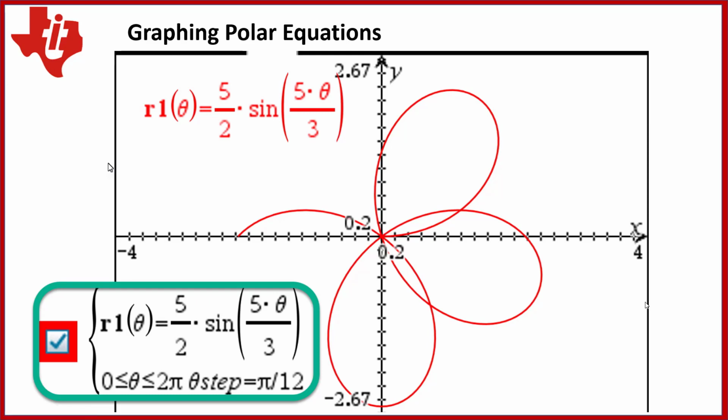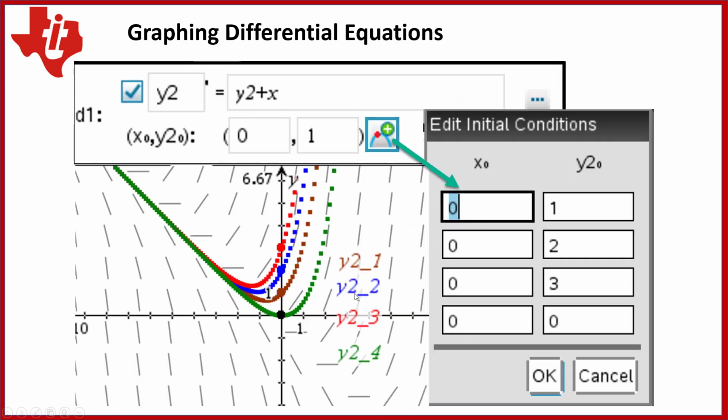Lastly, let's do a polar graph. The polar graph has to be done in terms of r and theta. If I open the graphing template, I get r1 by default as my first one, and I'm entering 5/2 sine of 5 theta over 3, going from 0 to 2 pi, and the step size is pi by 12, and that's the graph I am going to get.